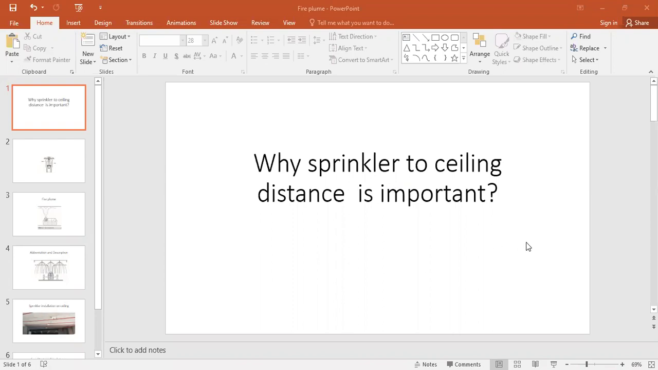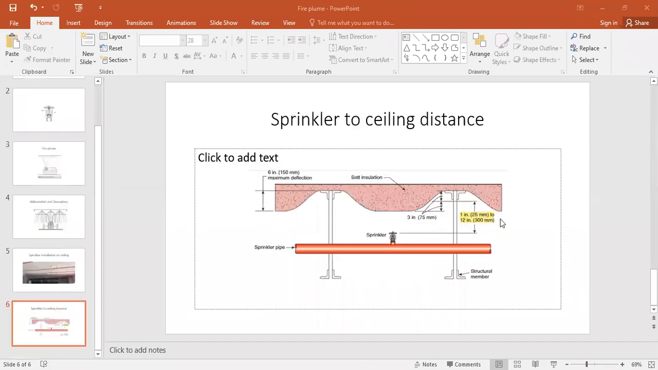Actually, NFPA 13 insists on a sprinkler to ceiling distance of maximum 300 mm. Let me show an image. This is an image I got from the NFPA 13 handbook. If you look at the screenshot, they mention a minimum sprinkler to ceiling distance of 25 mm, and a maximum of 300 mm.